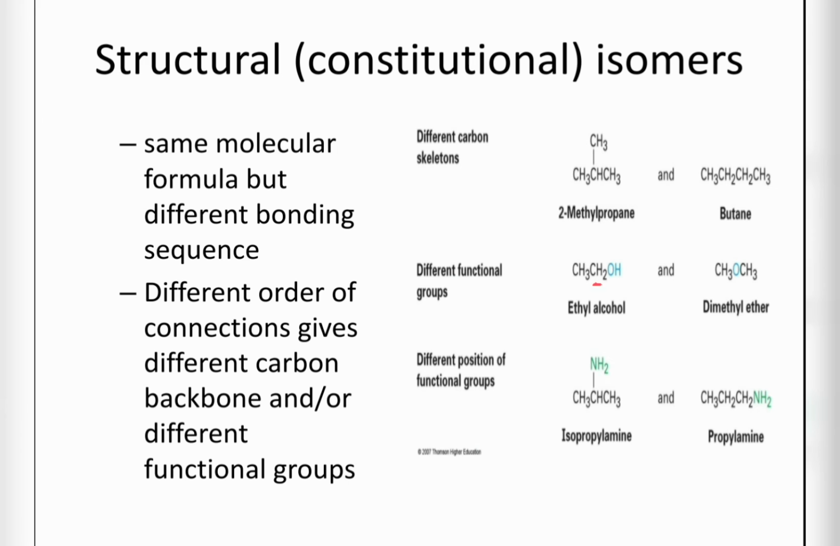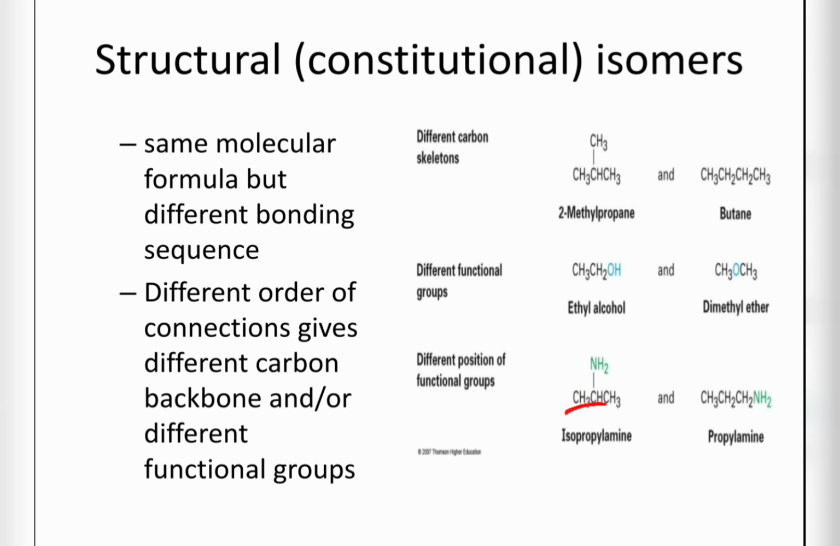One more example is ethyl alcohol and dimethyl ether. Both have the formula C2H6O. But ethyl alcohol is CH3CH2OH and dimethyl ether is CH3OCH3. Thus, in ethyl alcohol, the functional group is the OH alcohol group, and in dimethyl ether, the functional group is the C-O-C ether linkage. And these are also examples of structural isomers.